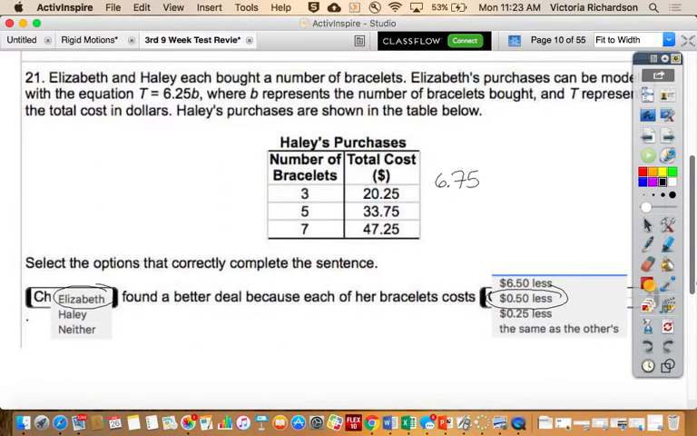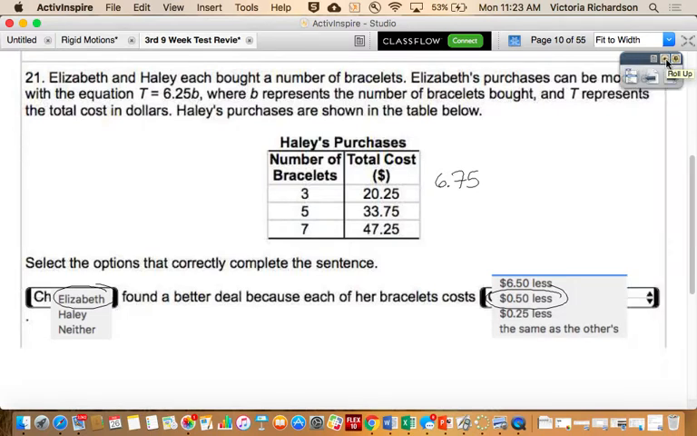21. Elizabeth and Haley each bought a number of bracelets. Elizabeth's purchase can be modeled by the equation T equals 6.25B. So how much did she pay for hers?